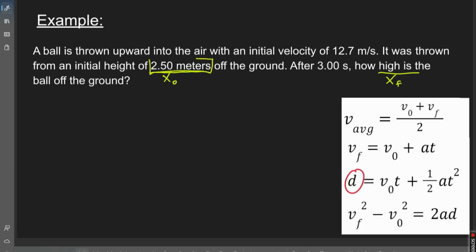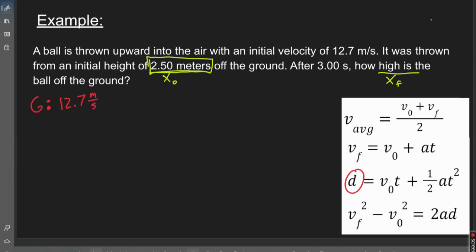All right, remember we start 2.50 meters off the ground. So whatever number we get, make sure we add 2.5 meters to it, and that's how high it'll be. All right, so let's go through our process here. So givens. The givens of this, well, I just read through the problem. Thrown upward in the air, initial velocity 12.7. Okay, 12.7 meters per second.